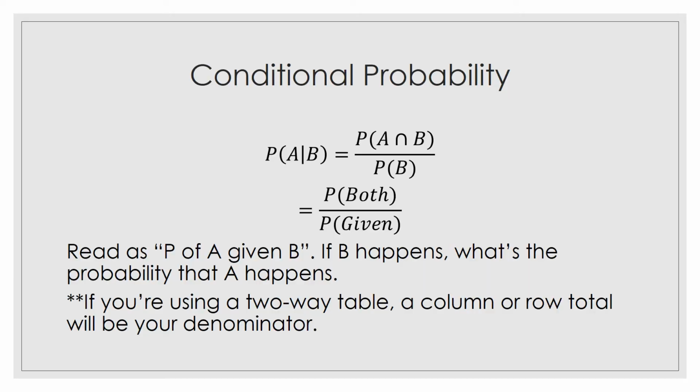Conditional probability is this. It's P of A given B. That's what this vertical bar is representing. The vertical bar there is telling you given. And we calculate that using the formula: the probability of A and B divided by the probability of B. To me, the easiest way to remember that is it's the probability of both divided by the probability of the given. Okay? Then we read that as P of A given B. If B happens, what's the probability that A happens? Now, if you're using a two-way table, a column or row total is going to be your denominator instead of that table total like we saw with intersection or union events from the previous lecture.